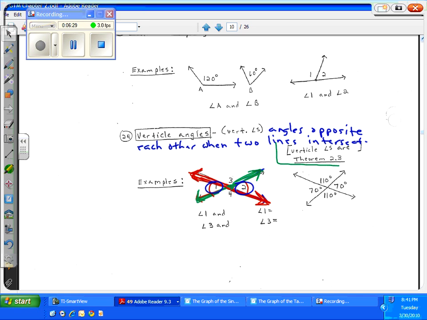And theorem 2-3, it's a theorem because we really could set up a two-column proof and prove it.